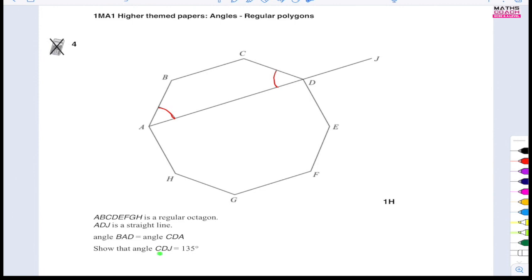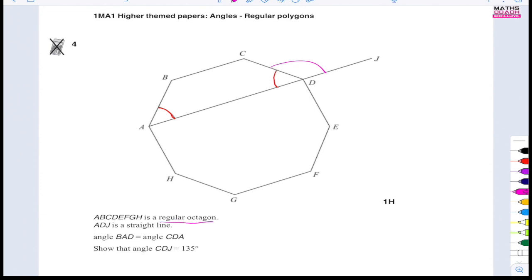Show that angle CDJ is equal to 135. So show that CDJ, this angle here, is equal to 135. So this is what we need to find inevitably. So where do we begin?